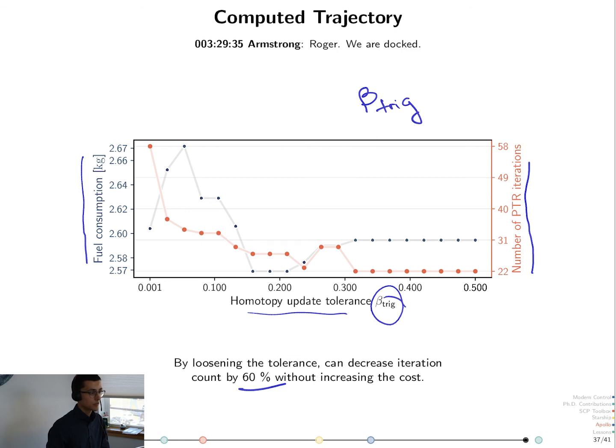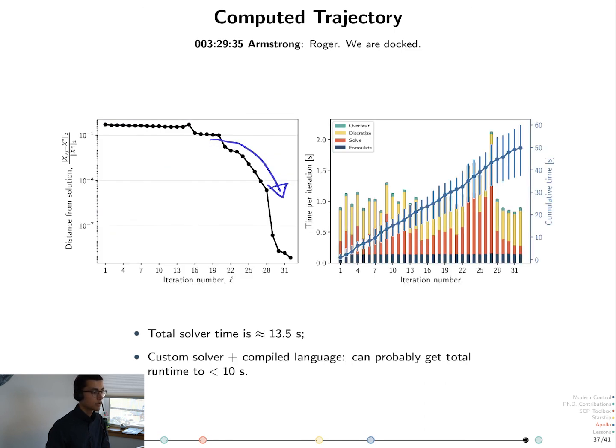Here is an obligatory convergence plot. The algorithm converges in 33 iterations, and it exhibits a superlinear convergence at the end, though we don't have the theory yet to know why that happens, but it is a good property to see. The total solver time is 13.5 seconds. The rest of the time makes it that it's around a 1-minute solution time.